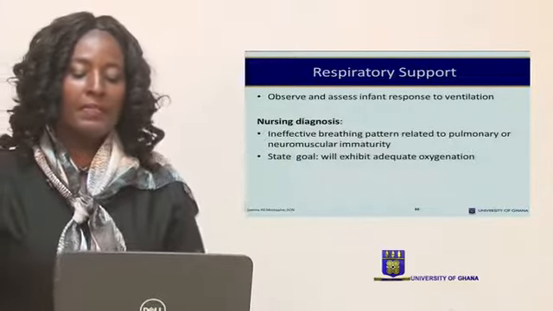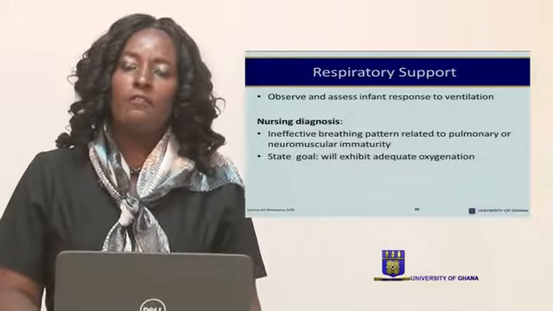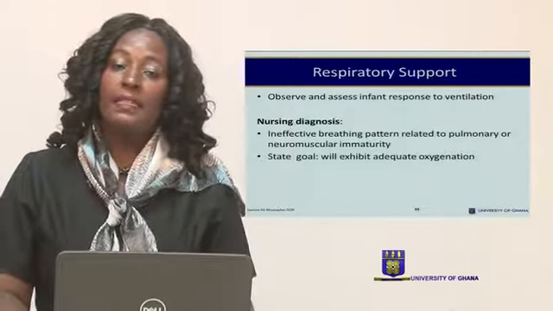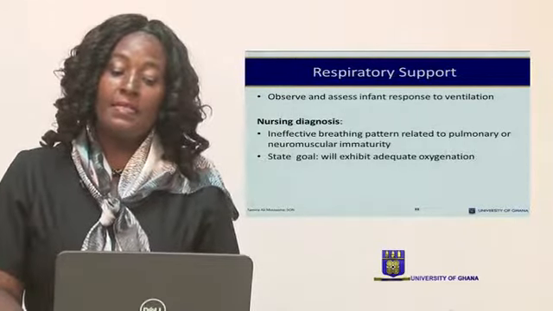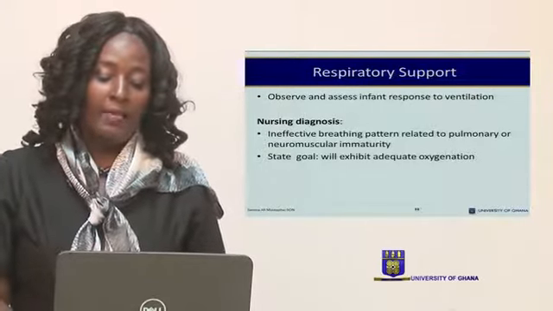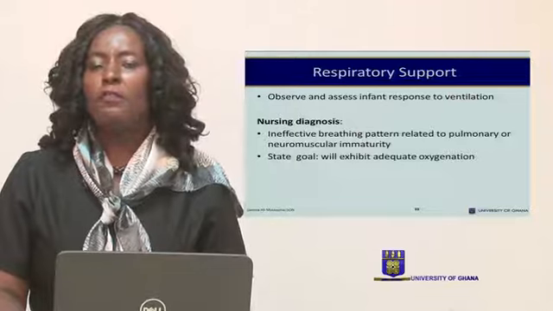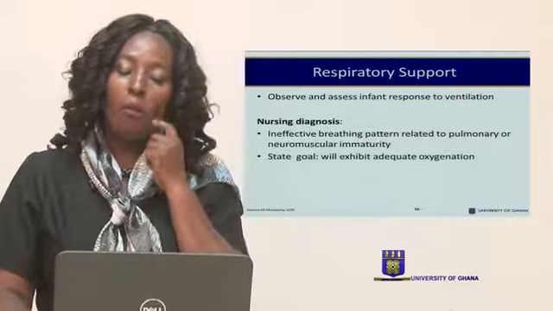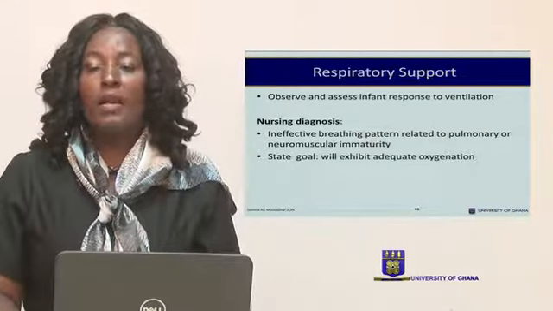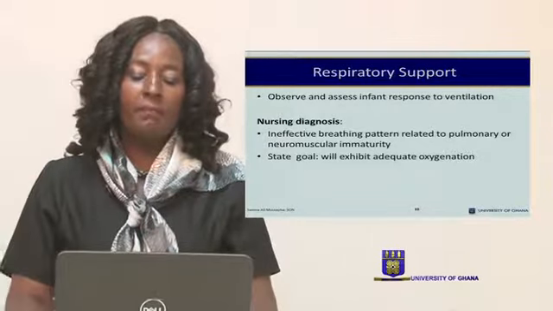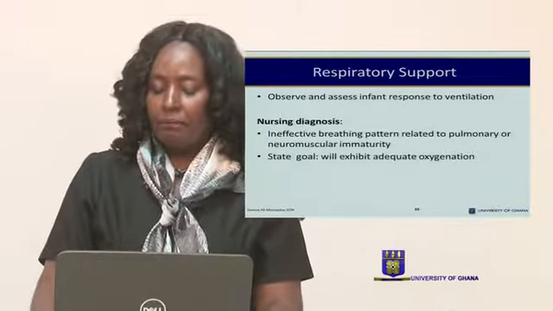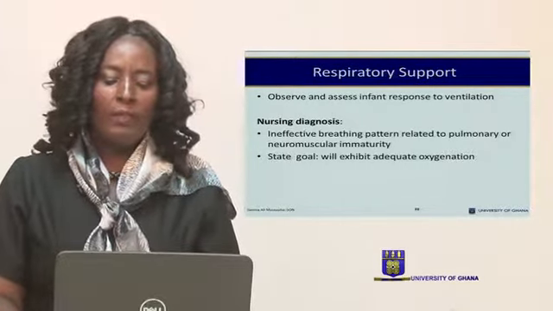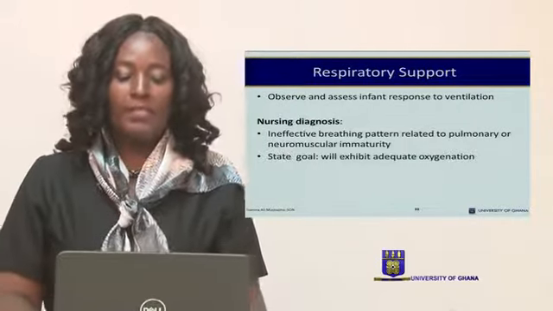It's also very important that we assess the infant's response in cases where the baby has been intubated and is needing some form of ventilation or the other. So in cases where we have newborns with respiratory distress syndrome or some difficulty in breathing, some common nursing diagnosis one can formulate is ineffective breathing pattern related to pulmonary or neuromuscular immaturity. And the goal here will be that we will exhibit adequate oxygenation.